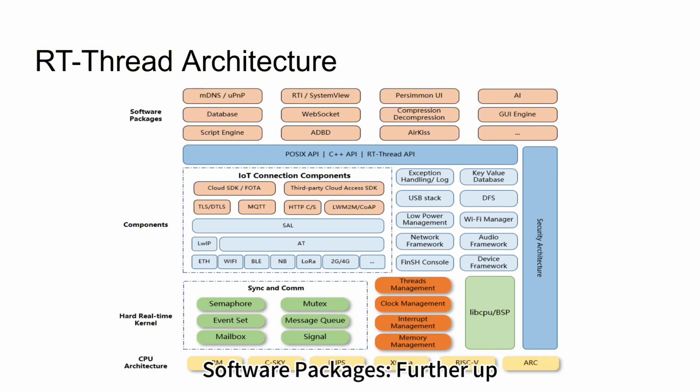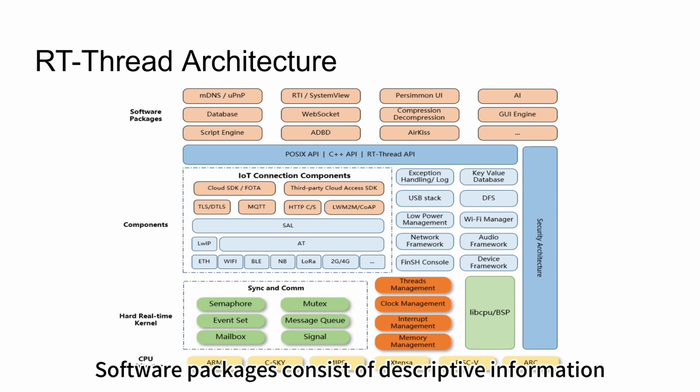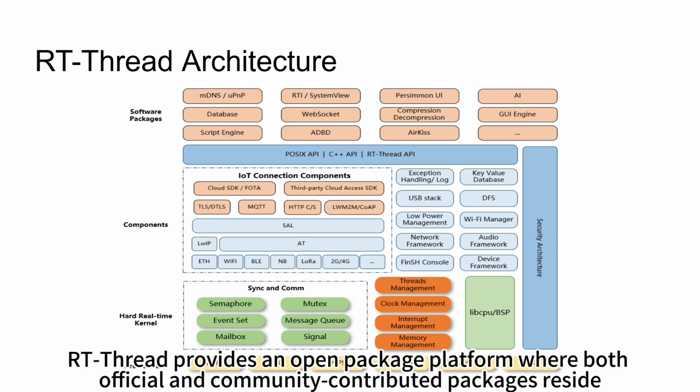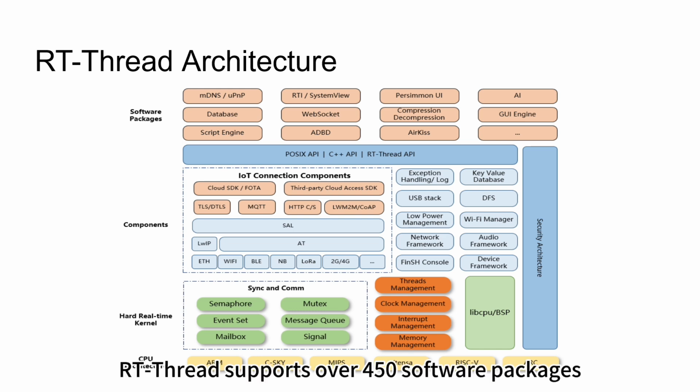3. Software packages. Further up, we have software packages. These run on RT-Thread's IoT OS platform and cater to various application domains. Software packages consist of descriptive information, source code, or library files. RT-Thread provides an open package platform where both official and community-contributed packages reside. Currently, RT-Thread supports over 450 software packages.